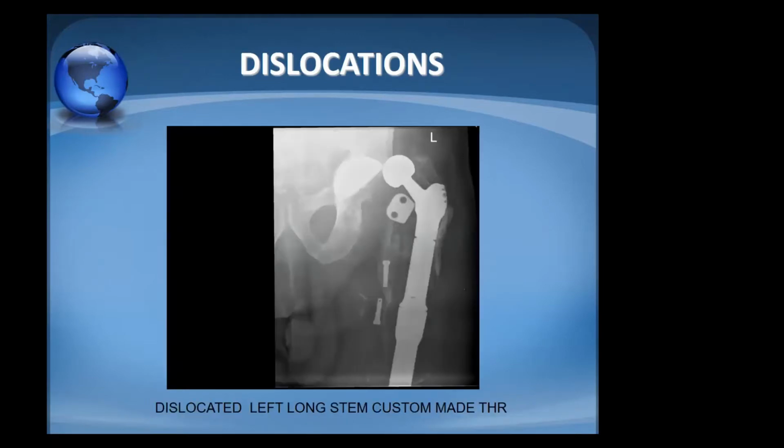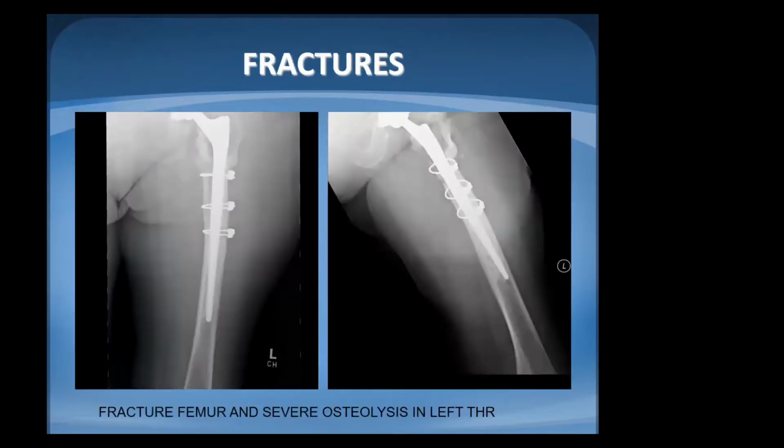Another left dislocated custom-made stem, an example from Stanmore, courtesy of one of my colleagues from there. Another type of complication is what is called the prosthetic and periprosthetic fractures. This is the periprosthetic fracture you can see here. This is one that has healed. There's another periprosthetic fracture here, another periprosthetic fracture here.